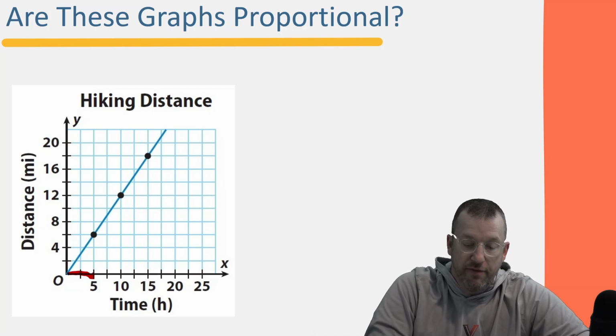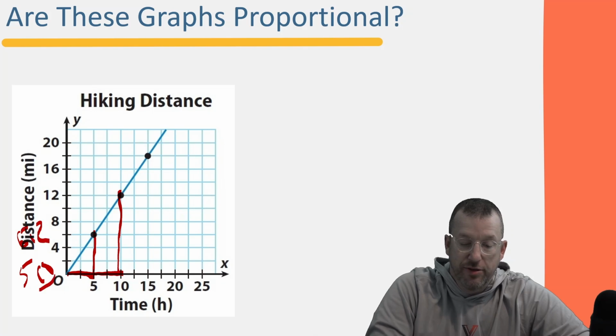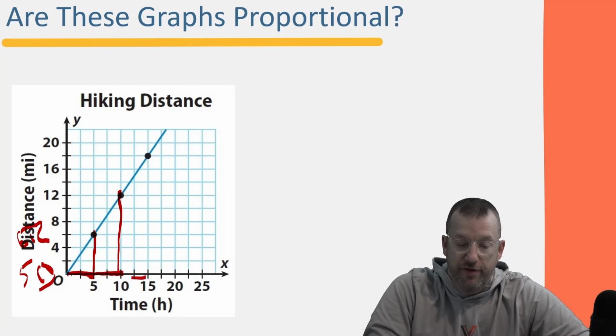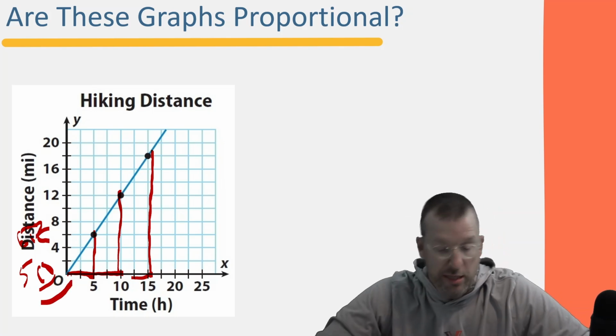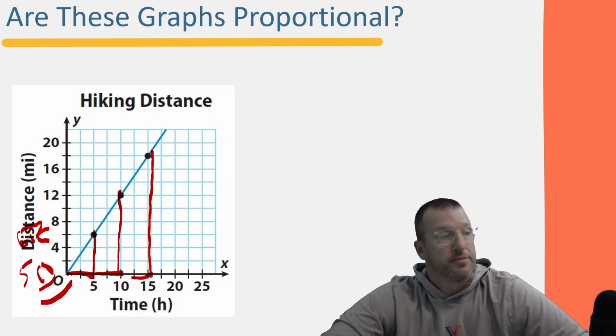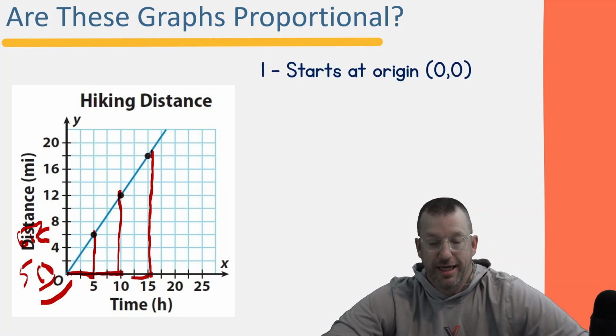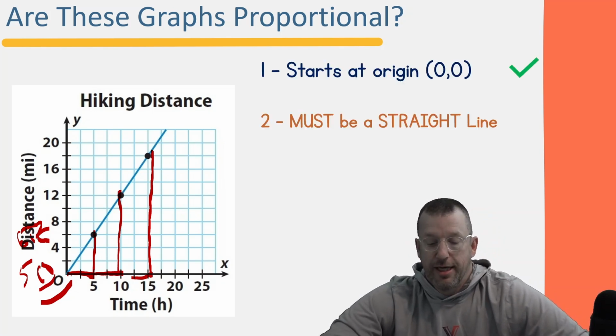Let's look back at what I told you about has to be a straight line. So this one we're going by 5 up to 6, 10 up to 12. So we went 5 and 6, okay? And then we went 10 and 12. See how they're doubling? And then I go all the way to 15 to 18. All right, so that means we multiplied by 3. And the next one would be 20 and 24. Okay, so that one works. Yes, that is proportional. It starts at the origin, and it is a straight line.